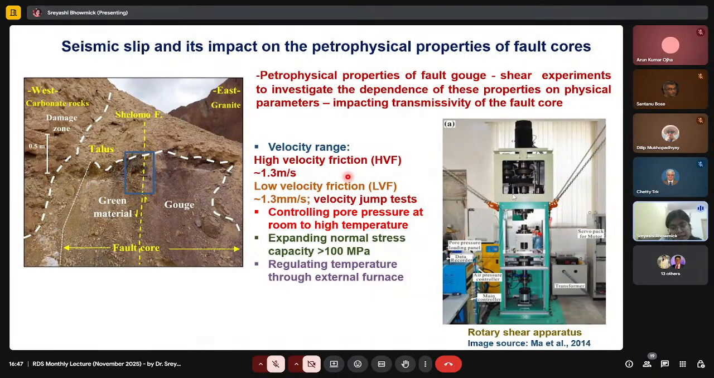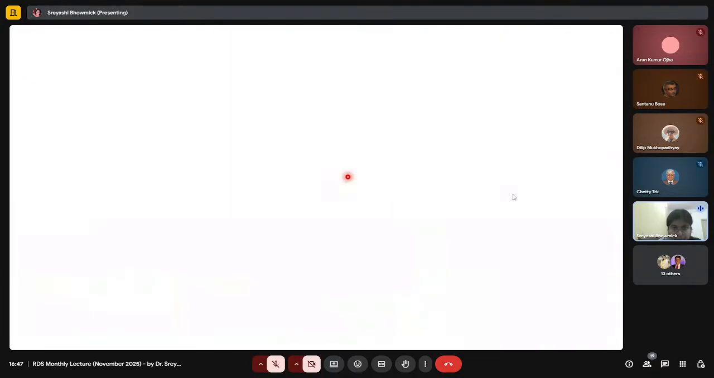Now, we use natural fault gouge samples. And after this kind of shearing experiments, we can also monitor the changes in the microstructure and magnetic properties. So overall, this helps us to understand the faulting process in a better way.